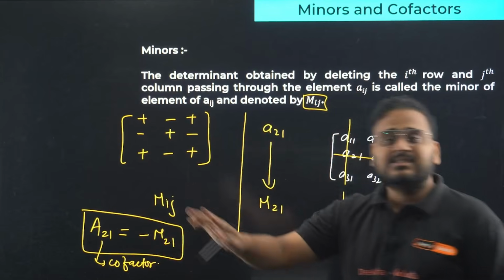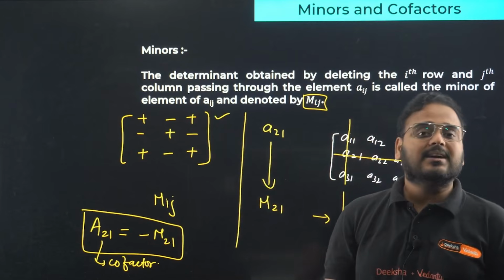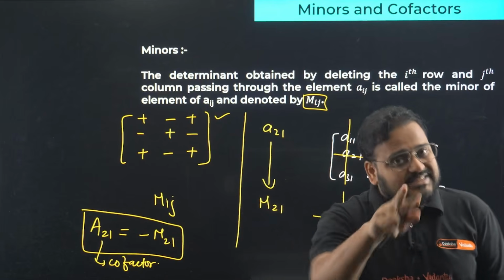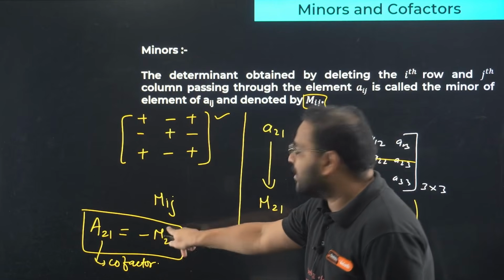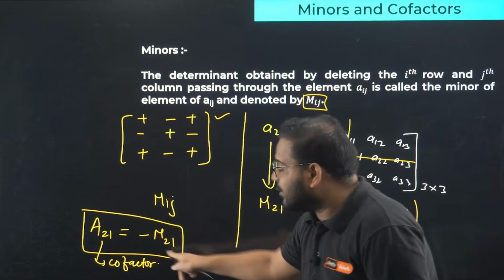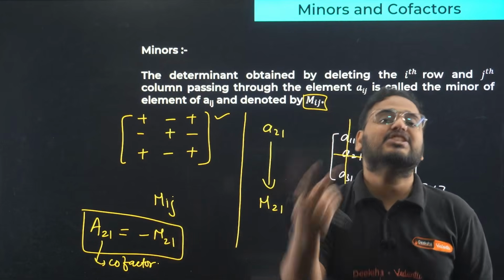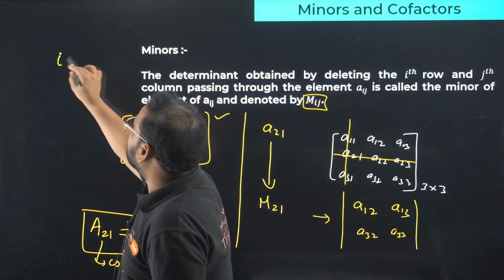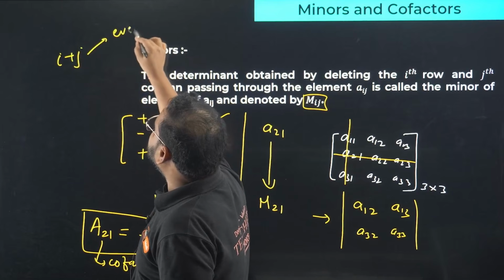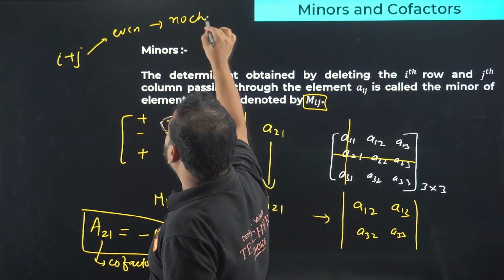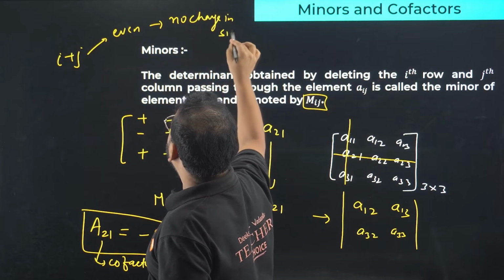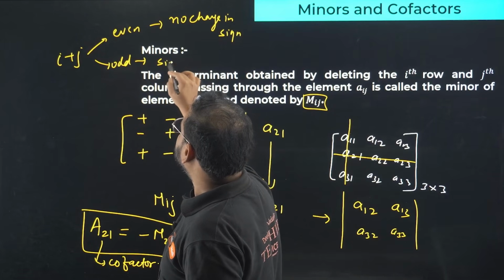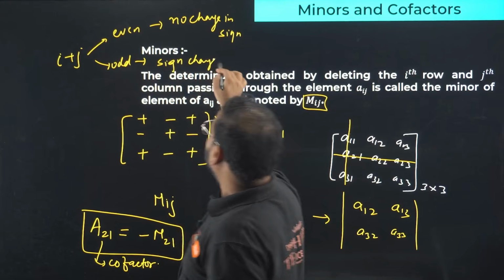In the minor, you also apply the sign convention to that element. How do you find that? You check whether the i plus j value is odd or even. Odd means sign change. If the M21 value is negative, it will become positive. If the M21 value is positive, it will become negative. Basically, sign change. If the i plus j value is even, no change in sign. But if it is odd, what will happen? Sign change. Getting it right?